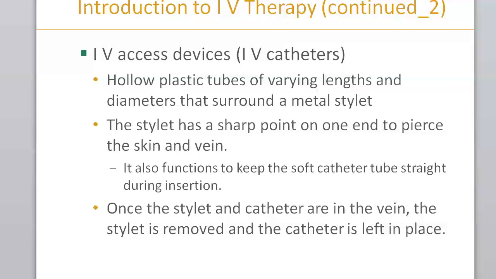IV catheters. Those are usually hollow plastic tubes of varying lengths and diameters that surround a metal stylet. And the stylet has a sharp point on one end to pierce the skin and vein. It also functions to keep the soft catheter tube straight during insertion. And once the stylet and the catheter are in the vein, the stylet is removed and the catheter is left in place. So it's almost like a plastic tube. Kind of resembles a straw, but it's obviously much tinier, so it's able to fit into a vein.